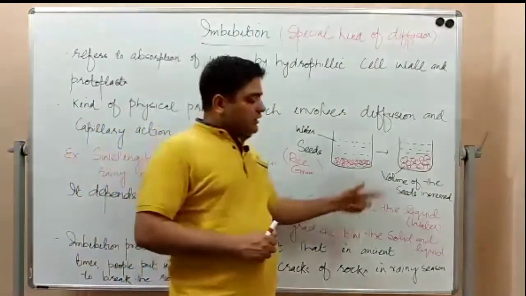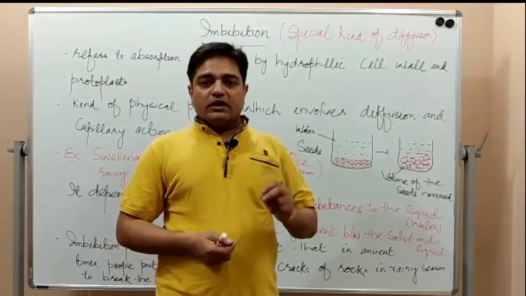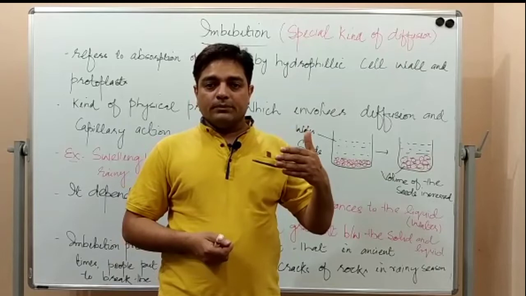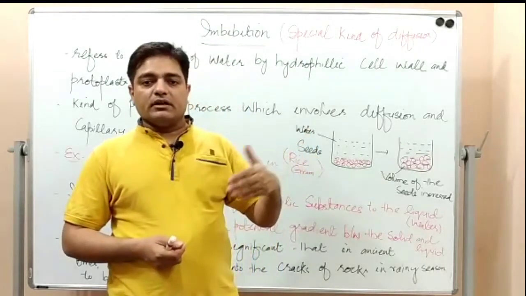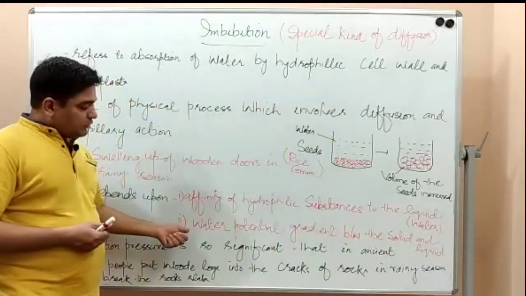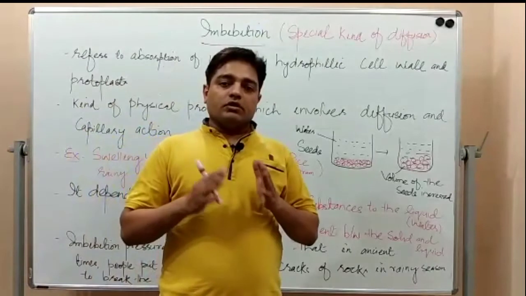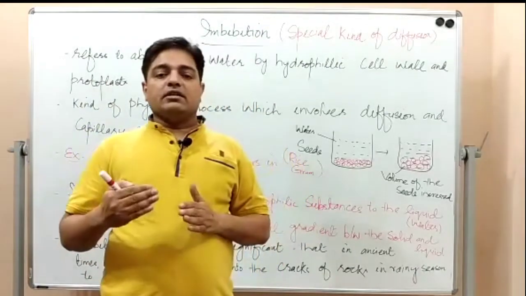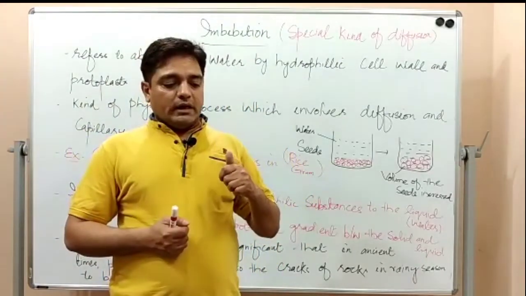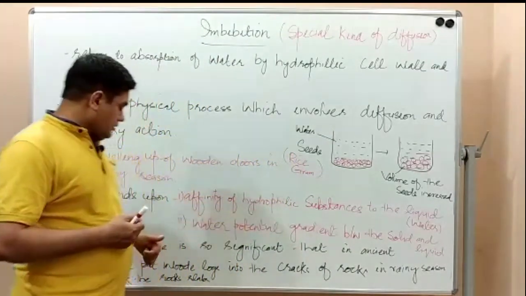So actually this process depends upon two main things, like the affinity of the hydrophilic substance like the cell wall to the liquid. It means only a hydrophilic cell wall will absorb the liquid material, it may be water, and the water potential gradient between the solid and the liquid. Actually, water potential gradient is also an important point in the imbibition process.